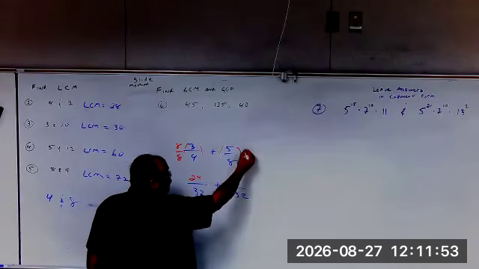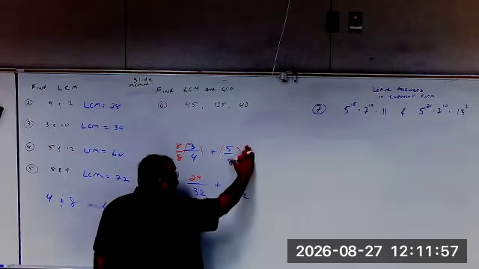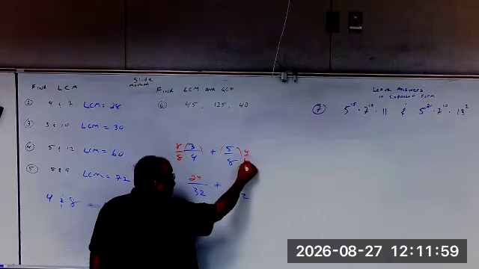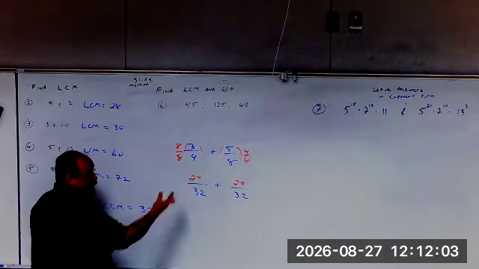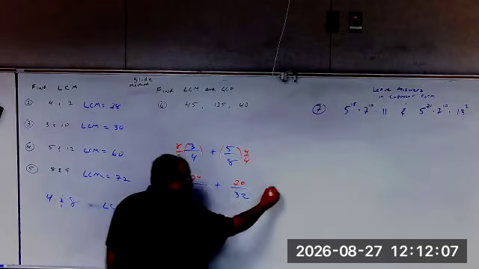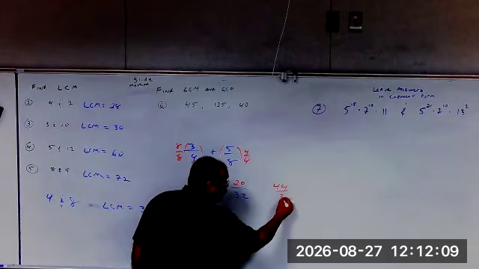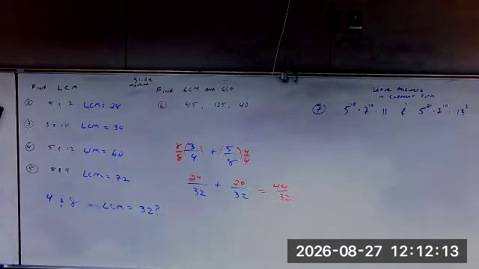Then multiply this by 4 over 4, so this is now 20 over 32. When I add those two fractions together, 24 plus 20, that's 44 over 32. And you start to walk away, and it's wrong because it's not reduced.